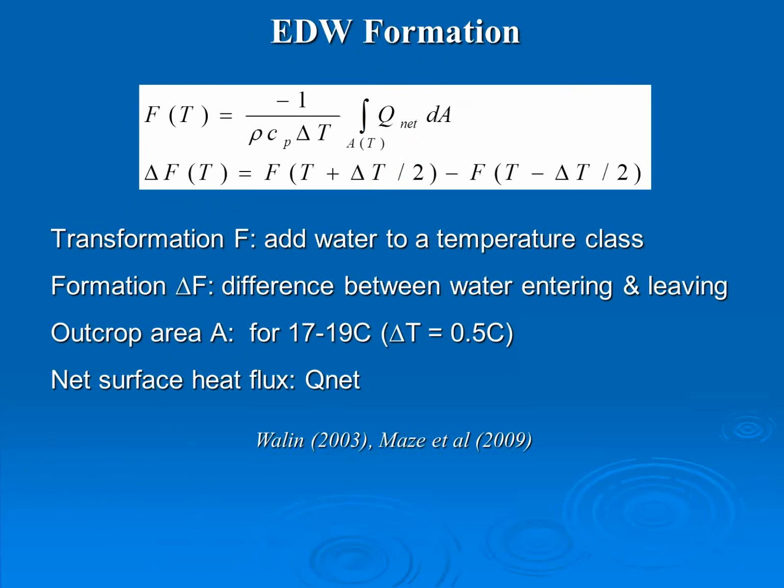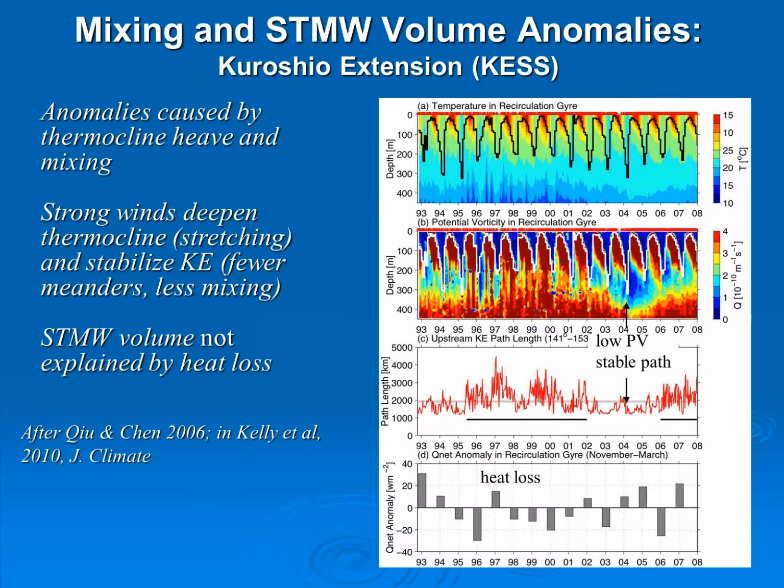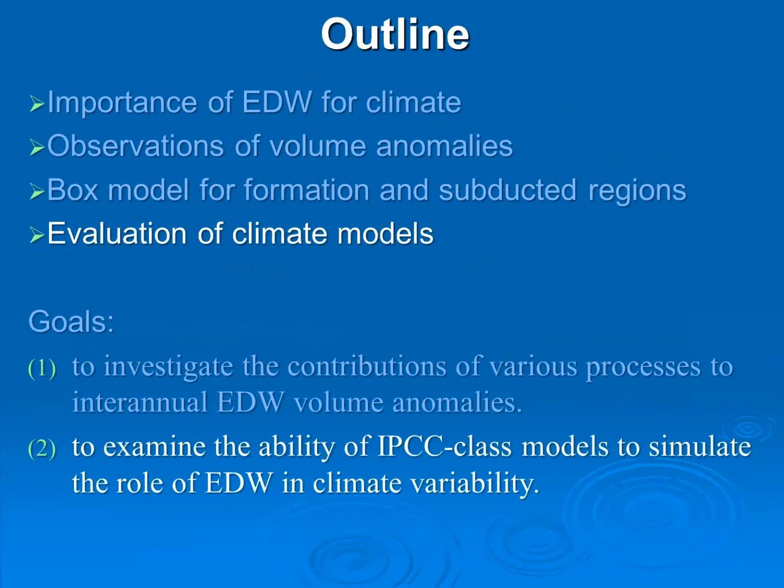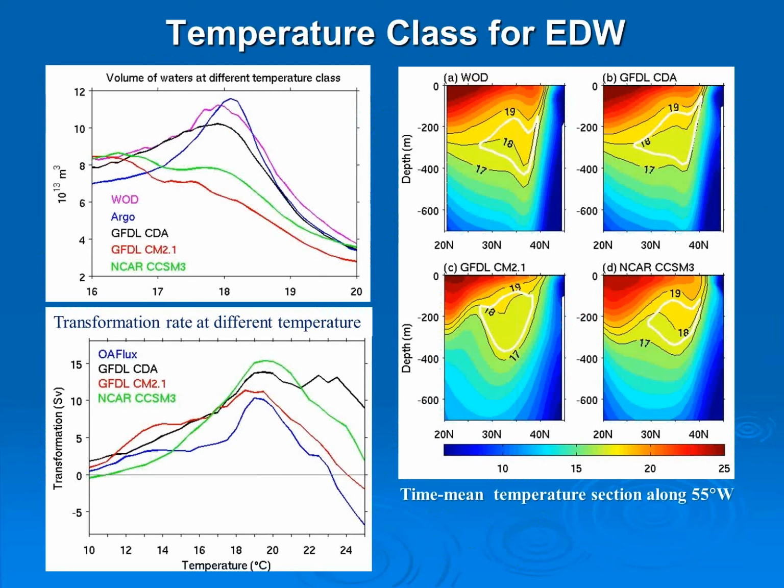Is it the transformation or the formation, the derivative of the transformation, that you're showing in that curve? I think I used transformation. Because it looks like a big peak at 18-degree water, which I would think should be the formation. Well, the peak is around 19, actually. 19 or 20. Okay, so it's that big convergence there. Yeah, a different formation. Oh, okay, gotcha.